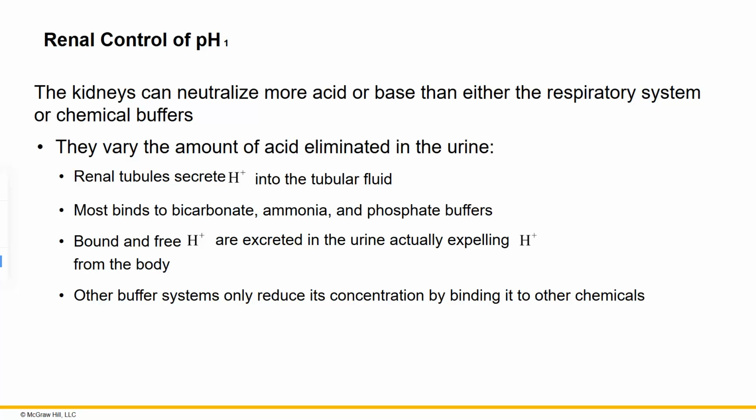The kidneys can neutralize more acid or base than either the respiratory system or chemical buffers. They vary the amount of acid eliminated in the urine. The renal tubules secrete hydrogen ions into the tubular fluid. Most binds to bicarbonate, ammonia, and phosphate buffers. Bound and free hydrogen are excreted in the urine, actually expelling hydrogen ions from the body. Other buffer systems only reduce its concentration by binding it to other chemicals, while the urinary system can actually secrete it from the body.